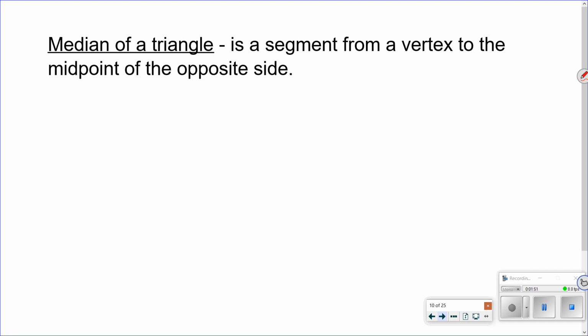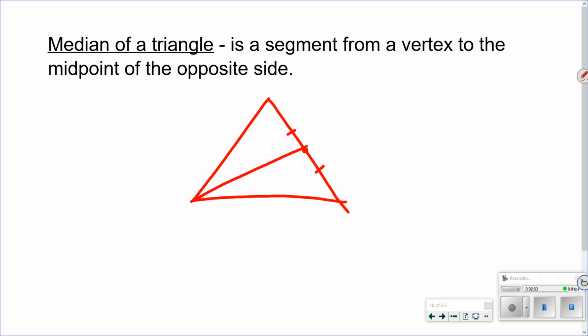A median of a triangle, just a definition, is a segment from a vertex to the midpoint of the opposite side. So if I have a triangle and I find the midpoint over here, so that's the midpoint, and then I go from the vertex to the midpoint, that is the median of the triangle. Right, so a triangle has three medians. I could find the midpoint over here. That'd be the median. I could find the midpoint over here. Okay, that would be the median right there.